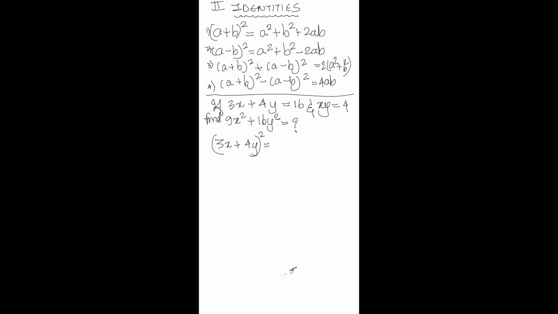Observe. 3x plus 4y, we are going to square it. So it is a square plus b square plus 2ab. a square will become 9x square. b square will become 16y square. And behind it comes 2ab. 2ab means the product of 3x and 4y and its double. Now 2 into 3 is 6 and 6 into 4 is 24. So 24xy. So this is the expansion of a plus b the whole square.